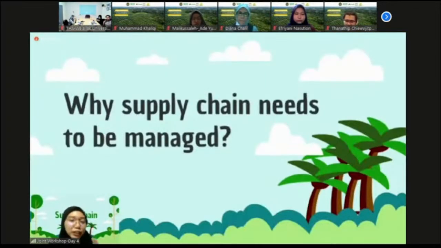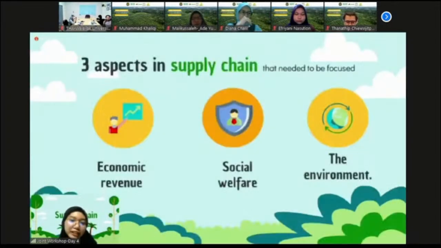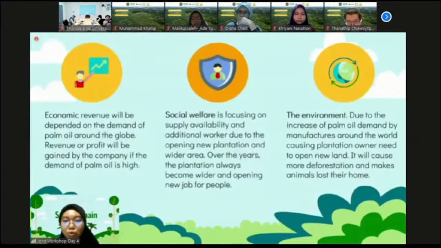So why does the supply chain need to be managed? There are three aspects that need to be focused on in the supply chain: economic revenue, social welfare, and also the environment. Economic revenue will depend on the demand for palm oil around the globe. And revenue or profit will be gained by the company if the demand for palm oil is high.